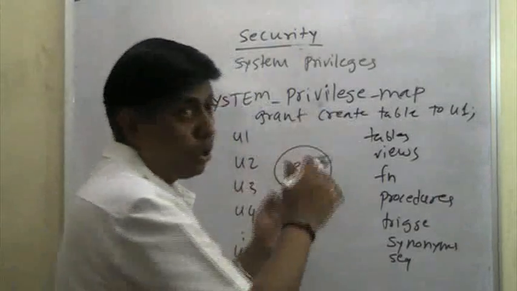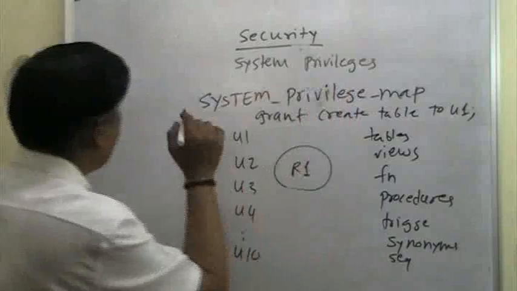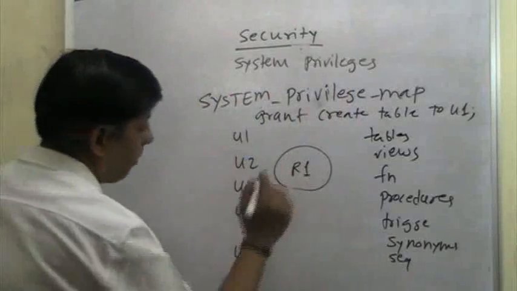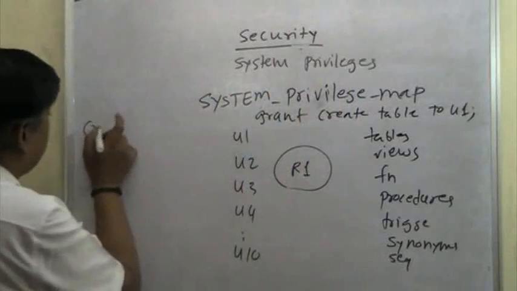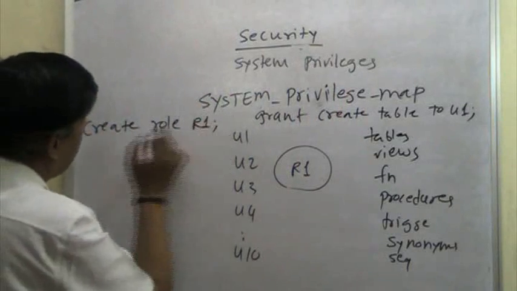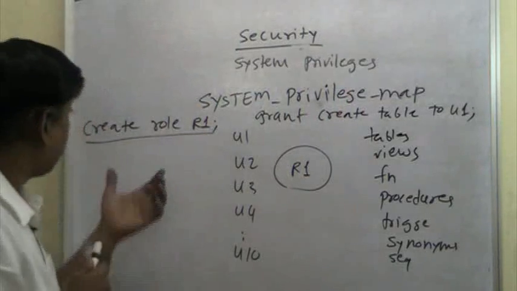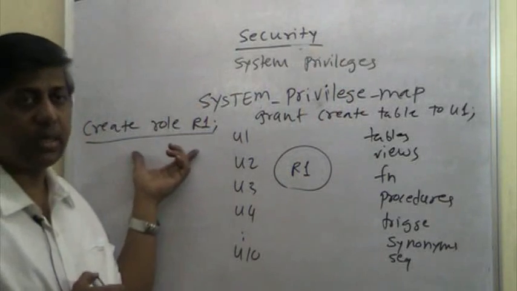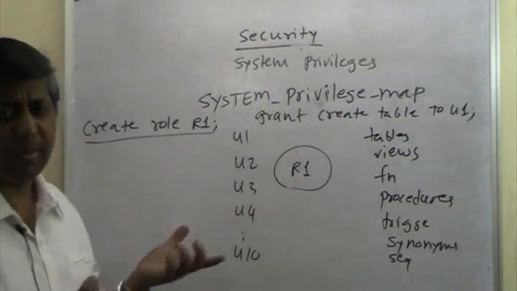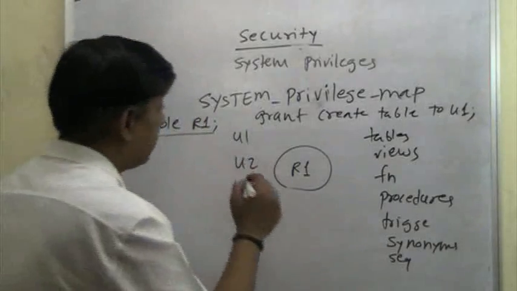So to make my job of typing easier, so that I make few mistakes, I actually create one role by typing a command, create role R1. This is the only command that I type, create role R1. And after I type this command, a role is created. What do you mean by a role creation? It is just an entity, and the purpose of the role is now like this.